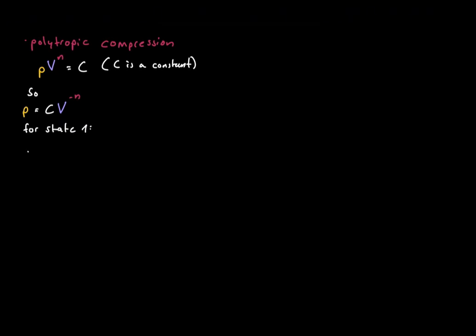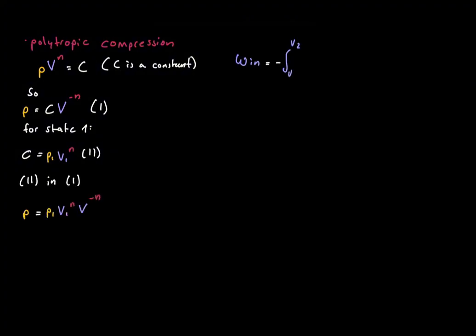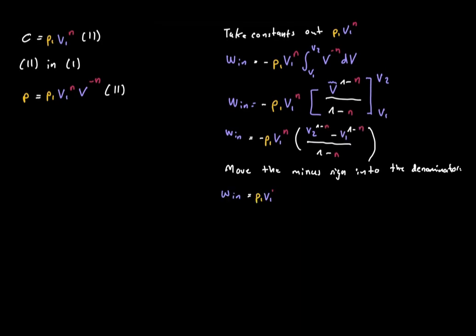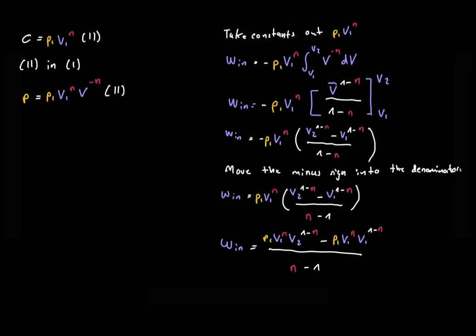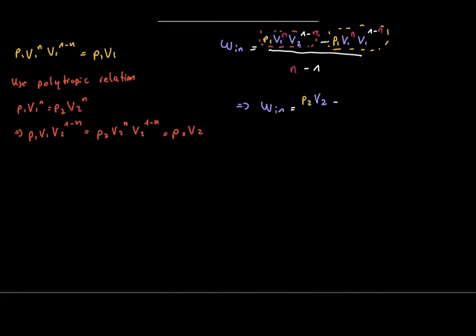Now the polytropic case. For a polytropic process, P times V to the power N equals constant. So pressure can be written as a constant times V to the power minus N. From state 1, the constant is P1 times V1 to the power N. We insert this expression into the work integral. Then we integrate V to the power minus N. The result simplifies to the common polytropic work formula. Work input equals P2 V2 minus P1 V1 divided by N minus 1.